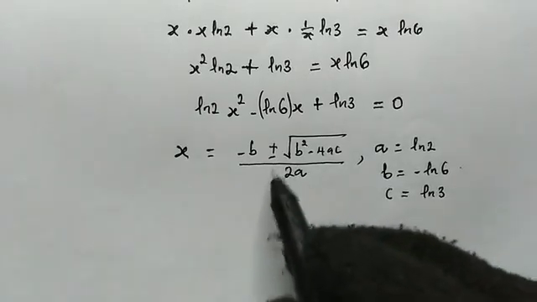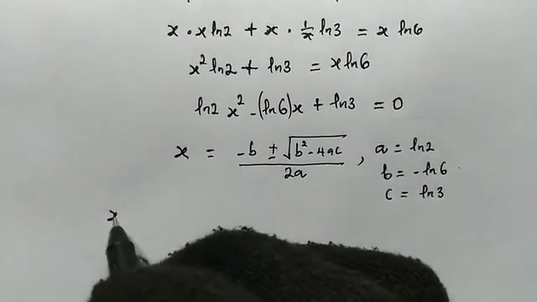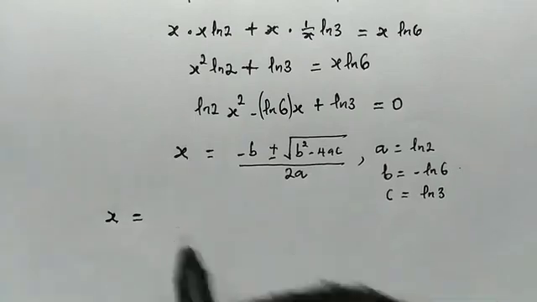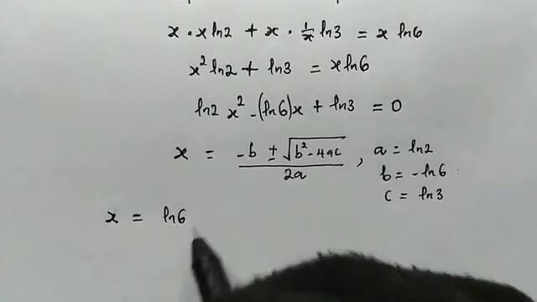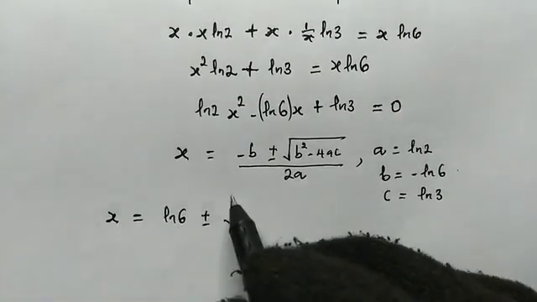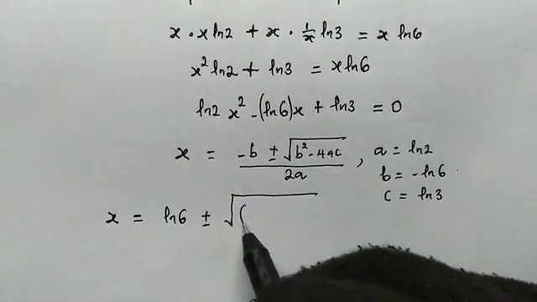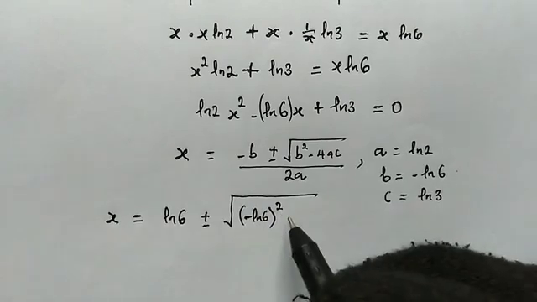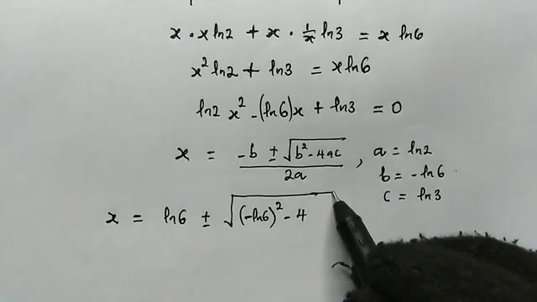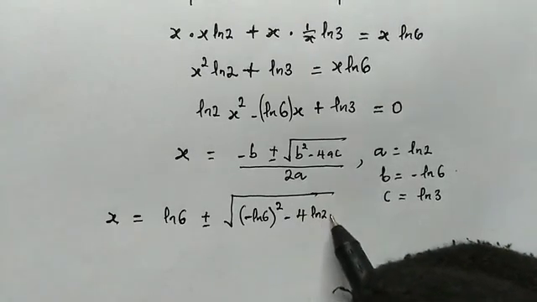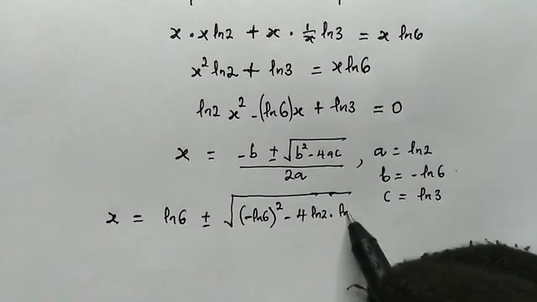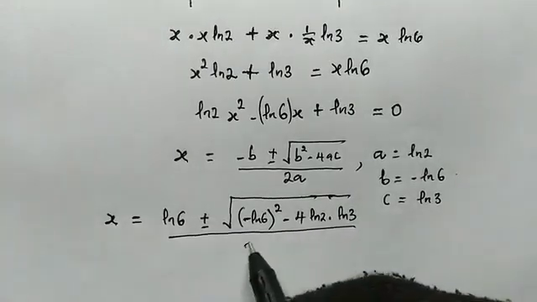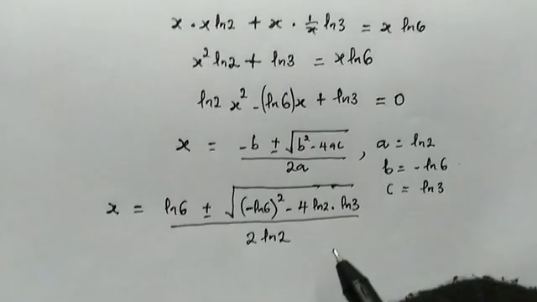And making use of this quadratic formula, then we get x is equal to negative b, in this case will be positive natural log of 6, right? So we have positive natural log of 6, then plus or minus the square root of b squared will be negative natural log of 6 squared. Then minus 4 times a, that is natural log of 2, multiplied by c, natural log of 3. Then divided by 2 times a will be 2 times the natural log of 2.